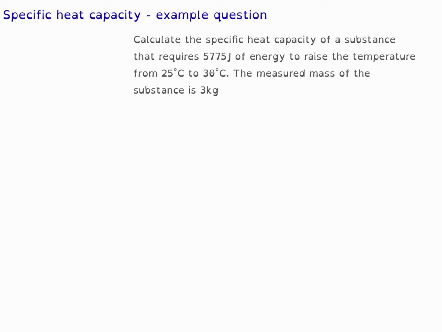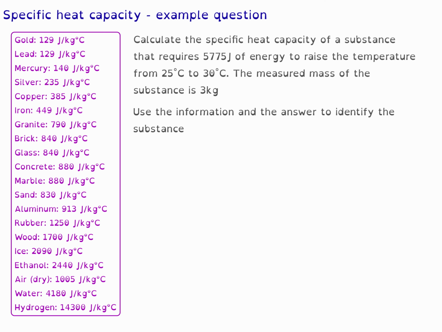Calculate the specific heat capacity of a substance that requires 5,775 joules of energy to raise the temperature from 25 degrees Celsius to 30 degrees Celsius. The measured mass of the substance is 3 kilograms. Use the information and the answer to identify the substance.